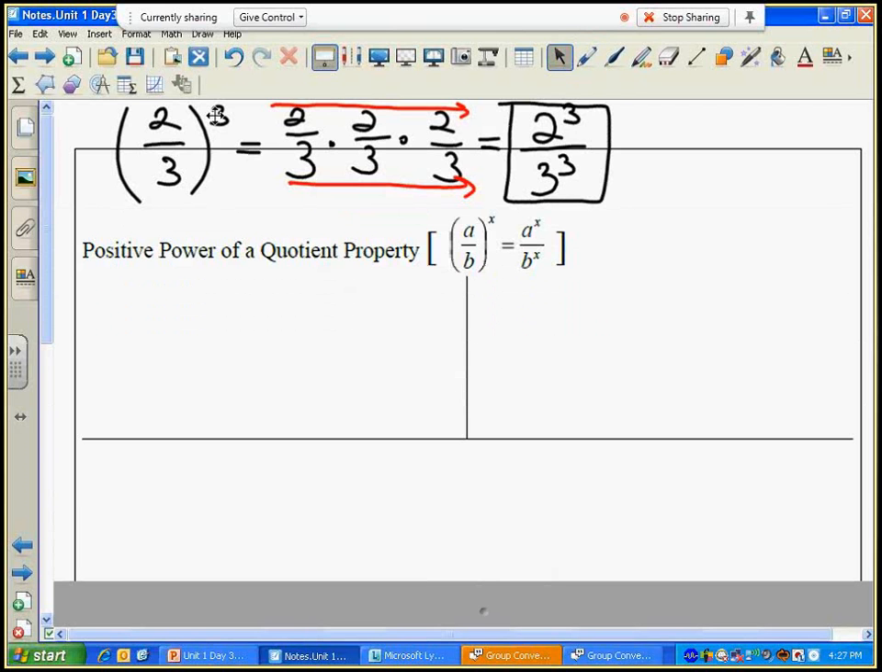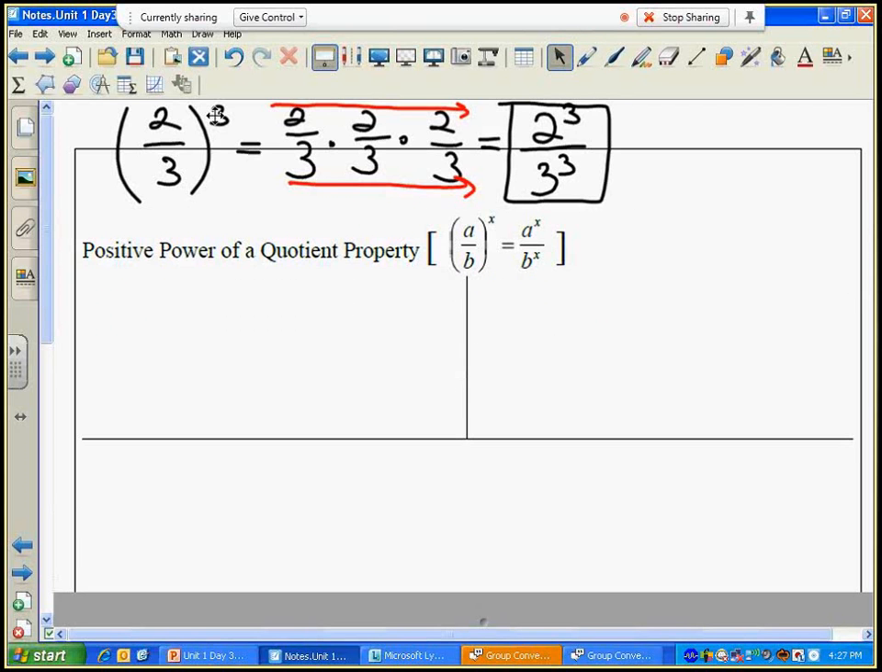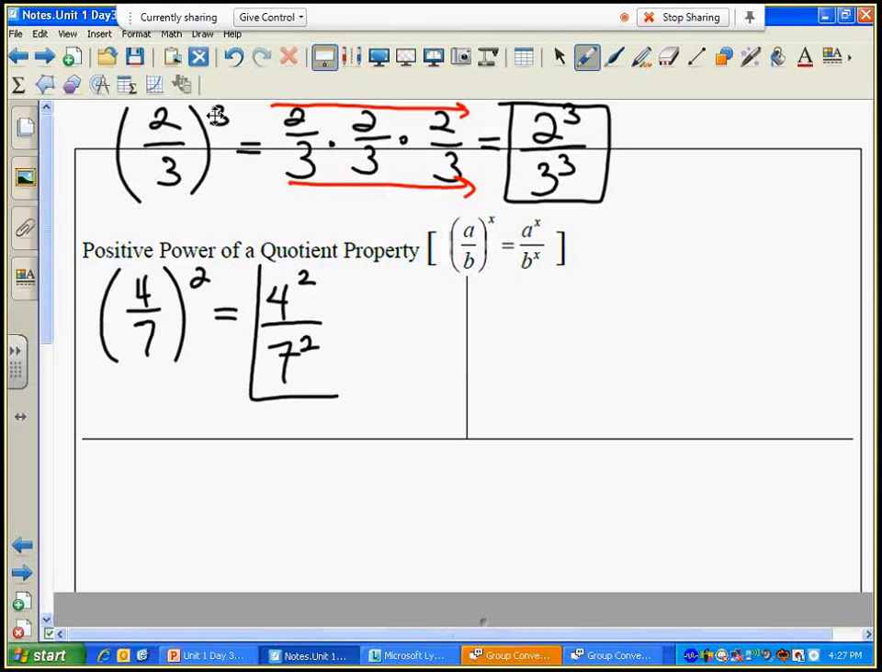Let's do some examples. Okay, let's say I have a quotient 4/7, and I want to square that. Well, both the 4 and the 7 are both going to get squared. So you end up with 4 squared over 7 squared. Simplified. Second example.